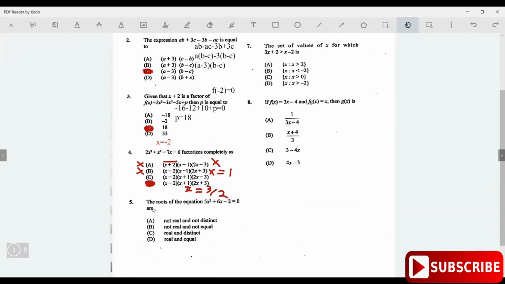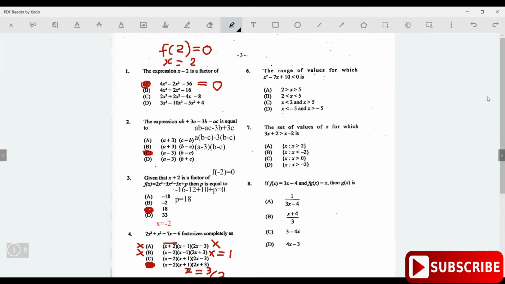Question 5. It says the roots of the equation are... To determine the nature of the roots here, work out the discriminant, and the discriminant is b squared minus 4ac. So it's 6 squared minus 4 times 5 times minus 2. That's minus 2? Yeah, minus 2. And so that works out to be 36 plus 40, which is 76. So if we get 76, the roots are real and distinct. Nice and easy.